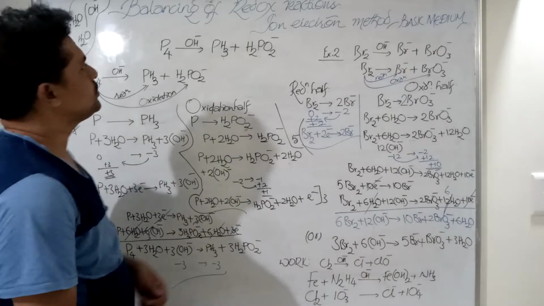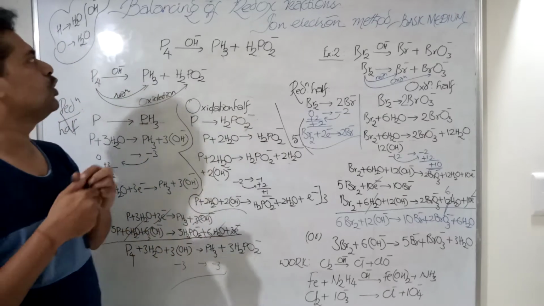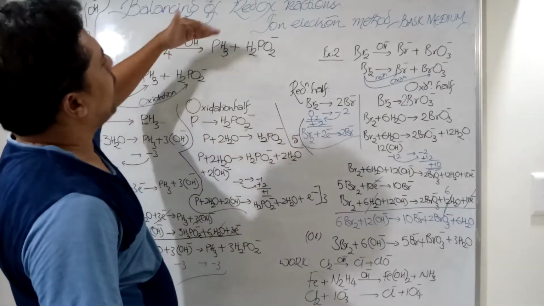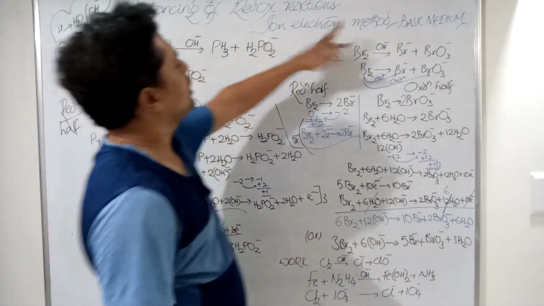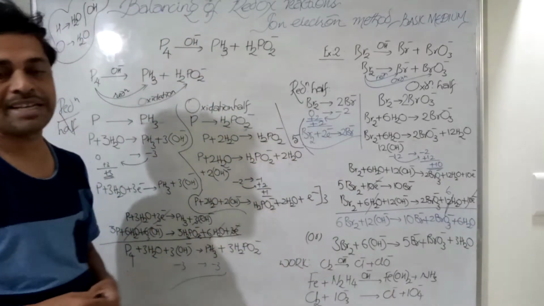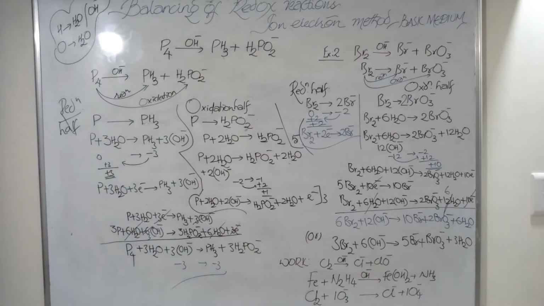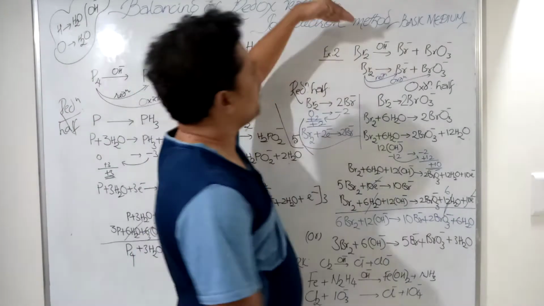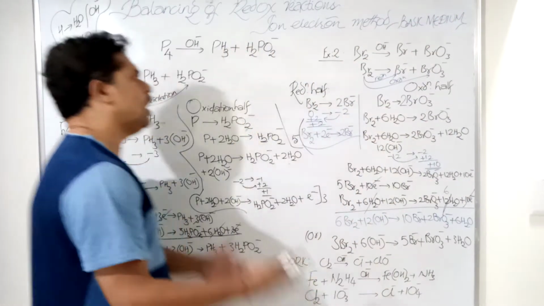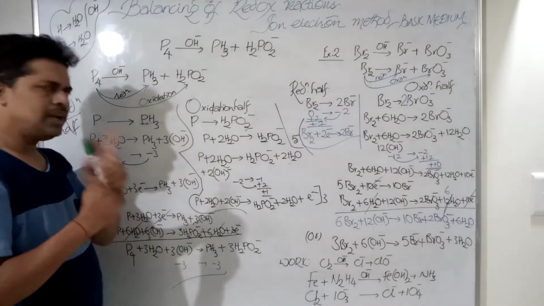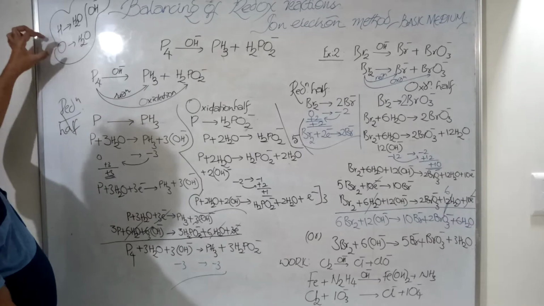Dear students, in this session, we'll go with balancing of redox reactions in ion electron method, basic medium. Last class, we were having a discussion about acidic medium, balancing of equations in acidic medium. Now we'll go with basic medium. Only small changes.